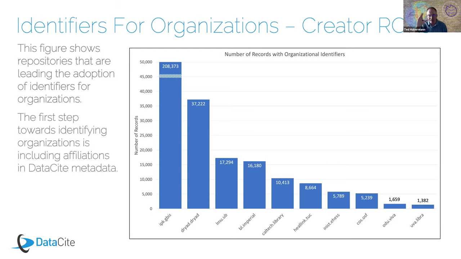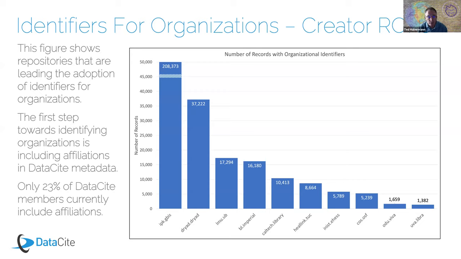The first step, of course, towards having identifiers in your metadata is having affiliations. And right now, about 23% of DataCite members currently include affiliations. So we also have a lot of work cut out for us in terms of adding affiliations and then hopefully identifiers for those organizations to the metadata.